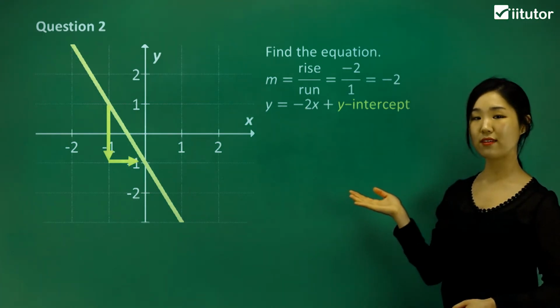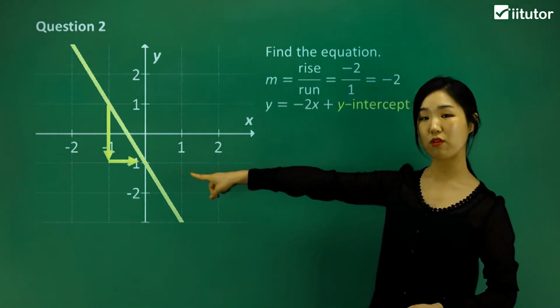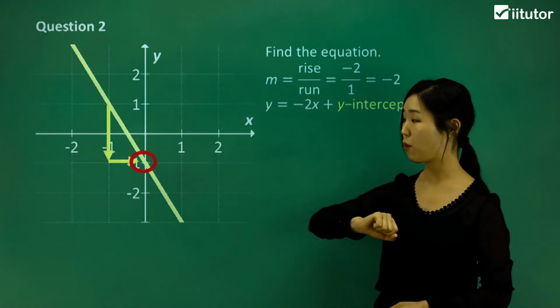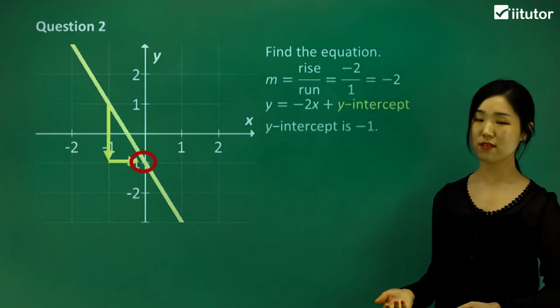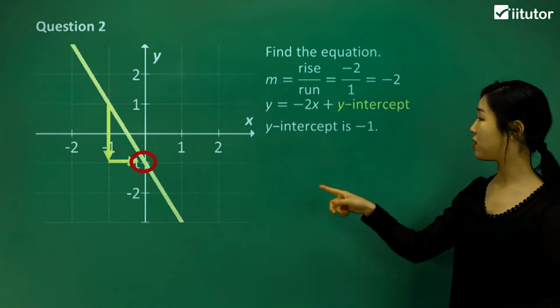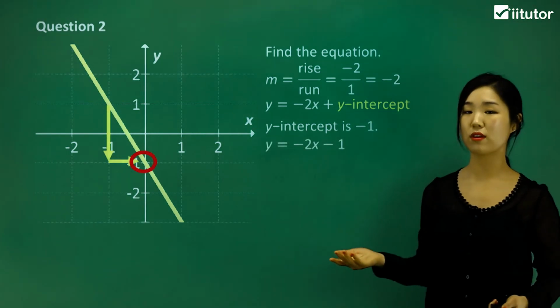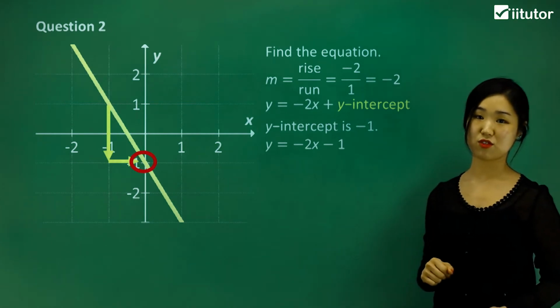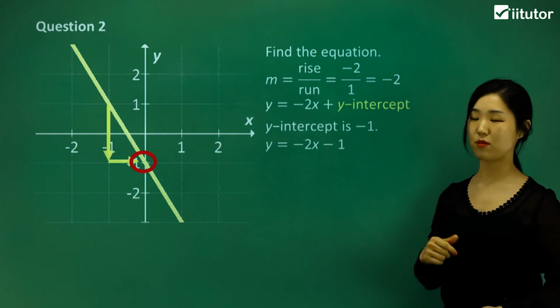Now what is the y-intercept? We don't know, so we have to look at it from the graph. The point where the graph cuts the y-axis is that point there, which is -1. So we can say the y-intercept is -1. Let's put -1 into the position for the y-intercept. So y equals -2x minus 1. That's the equation of this straight line. Alright guys, so it needs the gradient and the y-intercept.